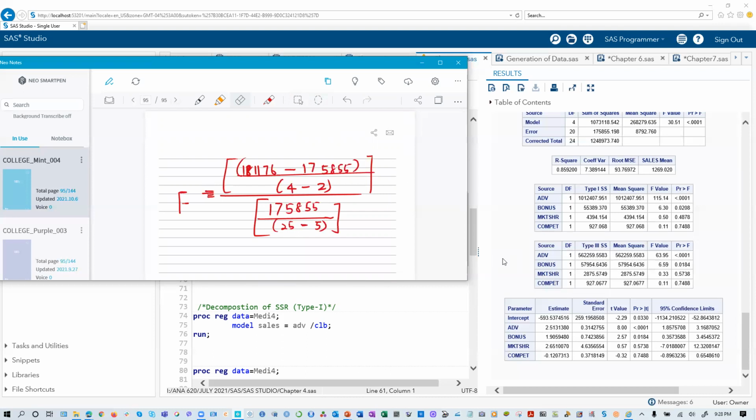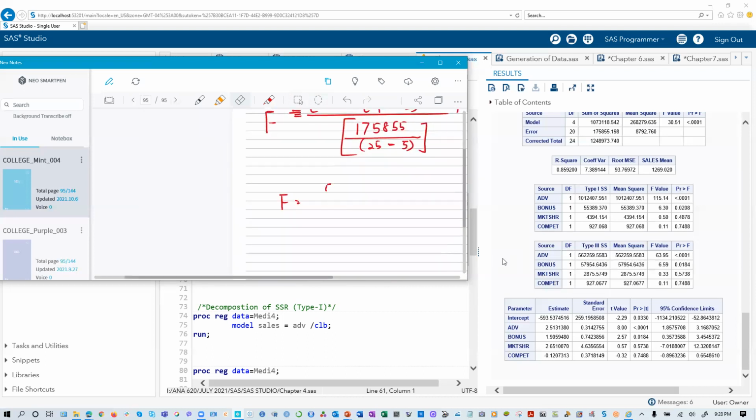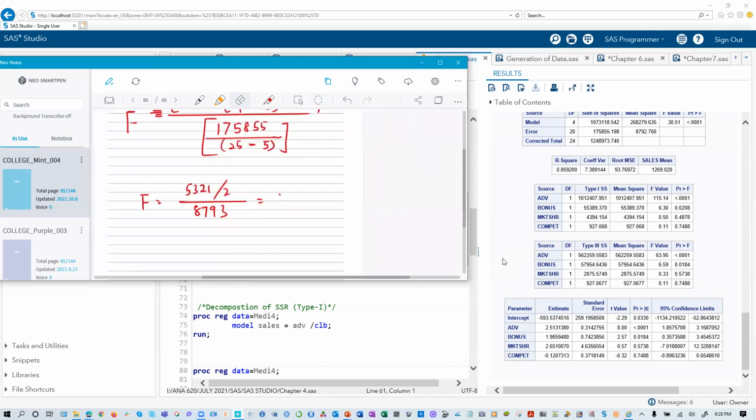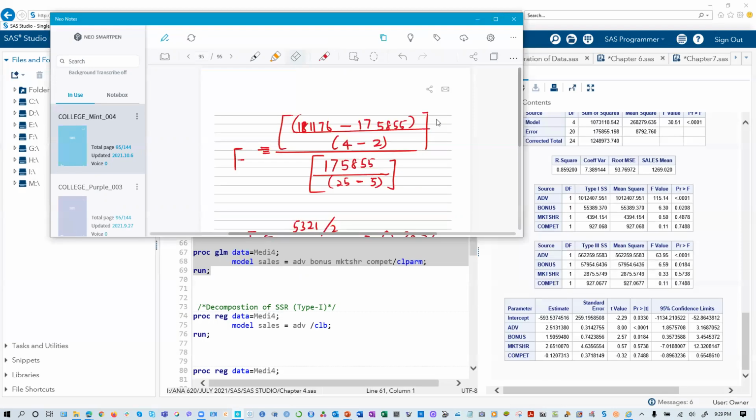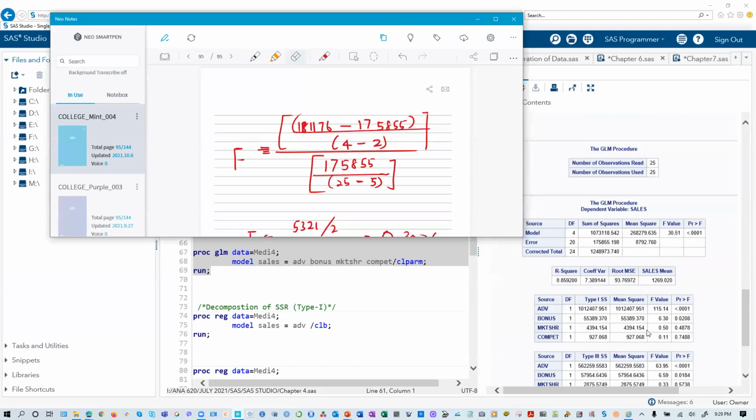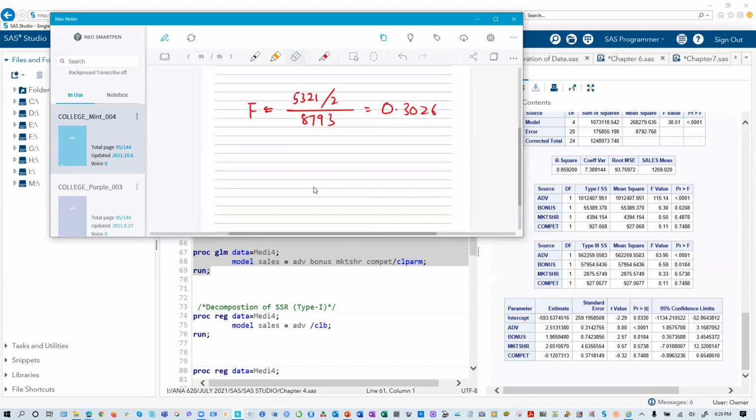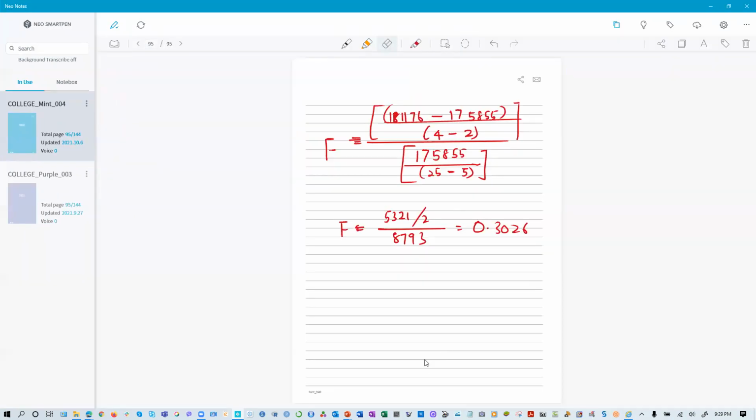This is your F. When you calculate, you get 553.21 divided by 2, over 8793, which is 0.3026. This is the F value. Now what are you going to do? After that, you don't have any information on this table. This table doesn't have anything, but this is being calculated by hand. Now you have to run the test. In order to run the test, what do you need?